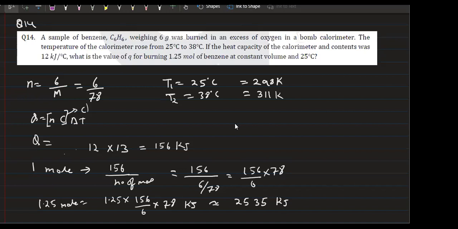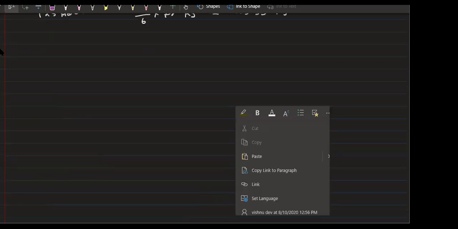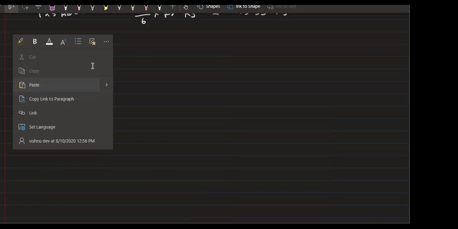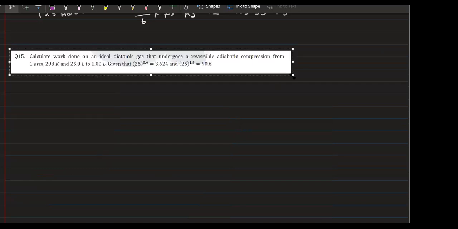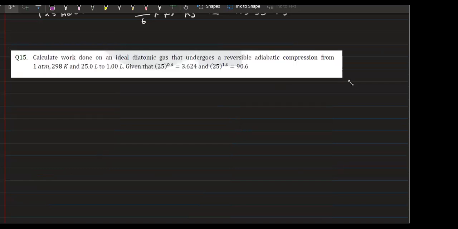You must have finished question number 14. Let's see question number 15 now. Everyone look at question number 15. Calculate work done on an ideal diatomic gas that undergoes a reversible adiabatic compression. So it is a reversible adiabatic compression.